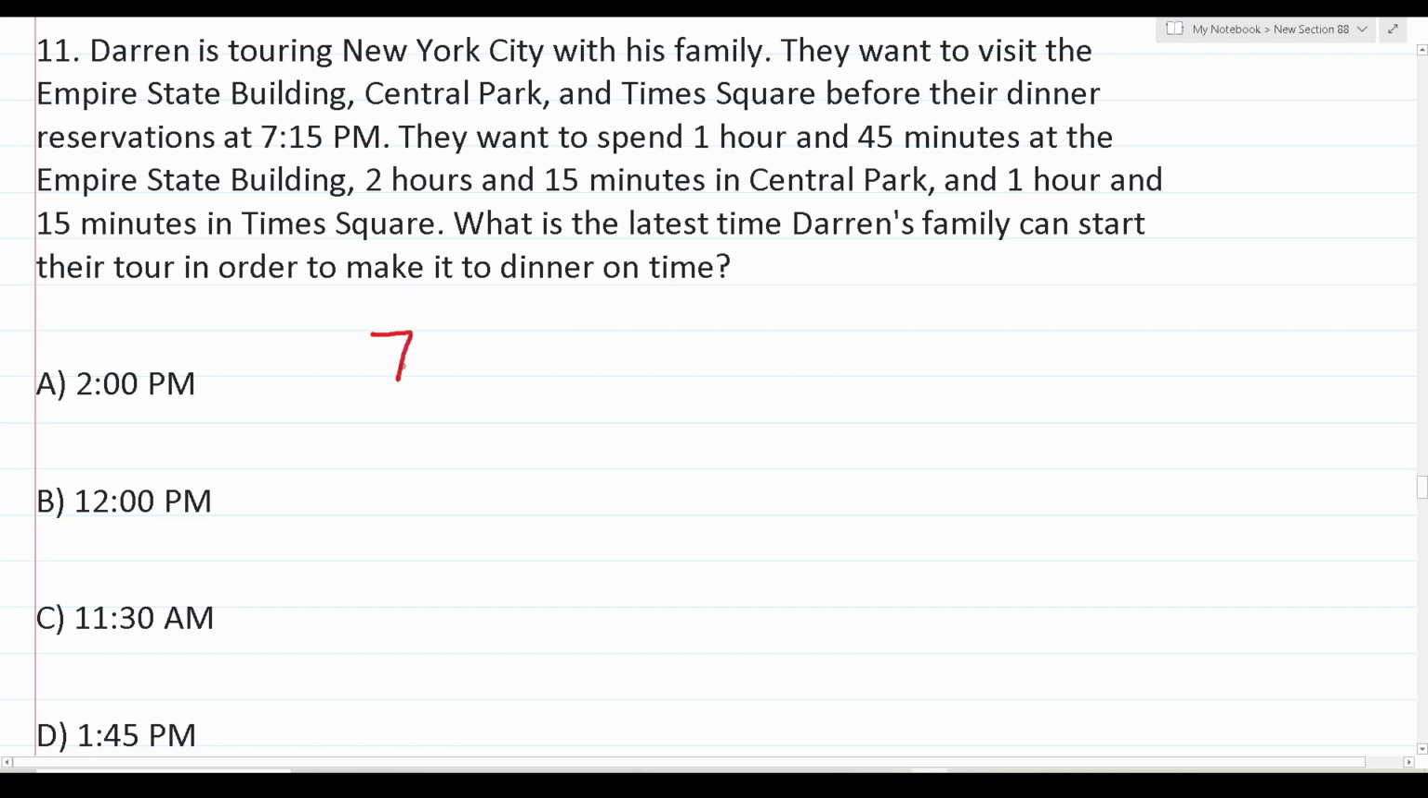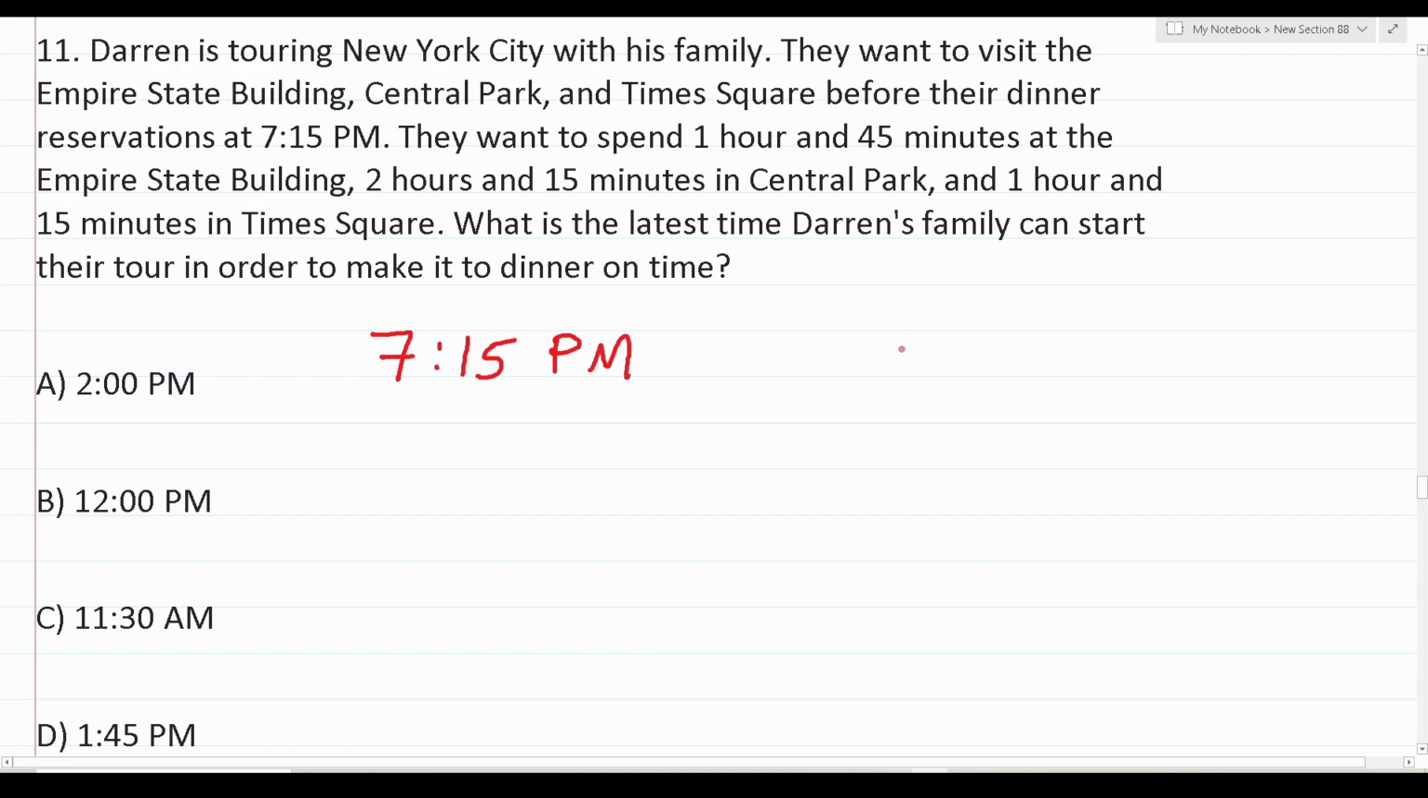All right, so their dinner starts at 7:15 p.m. and before dinner, they want to visit these 3 places. So what we're going to do is total up the amount of time they spend visiting these 3 places, and then we'll subtract that from the time their dinner reservations start. So let's go ahead and do that.